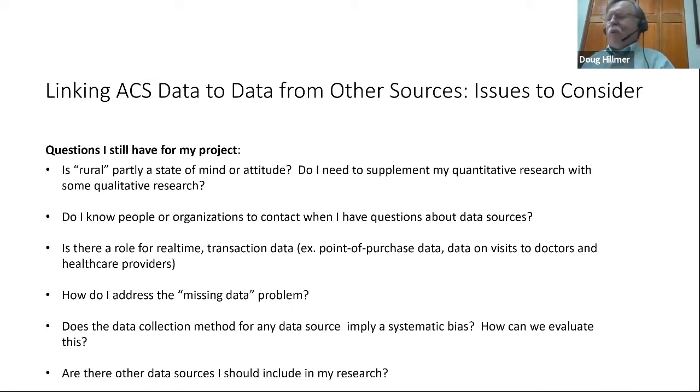So here are some questions I still have. Rural may not be something you could totally capture with quantitative research. Do I need to supplement my quantitative research with some qualitative research? This is discussed a lot in social science literature. Often they talk about what's called triangulation, and mixed methods, ways to combine the two.